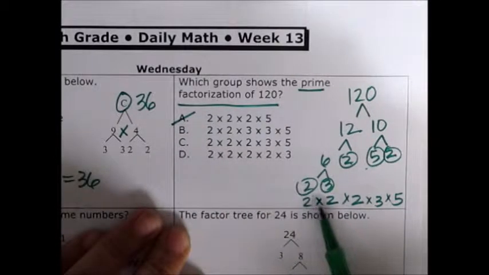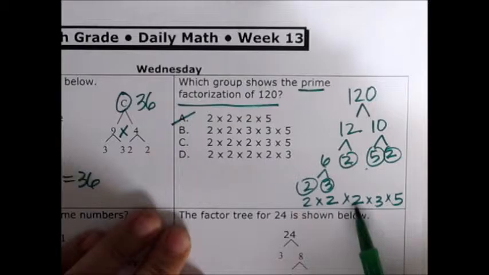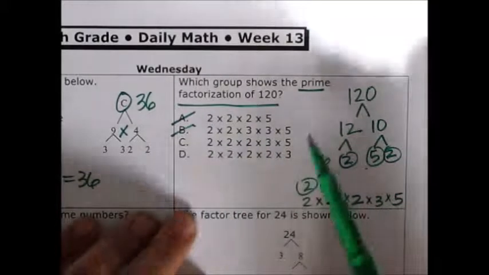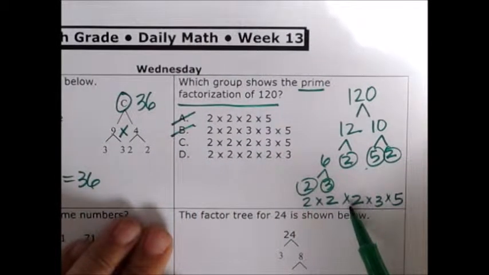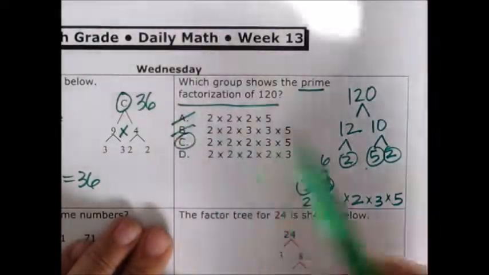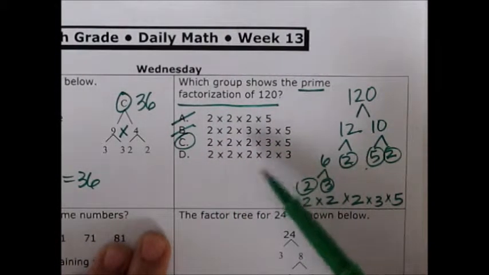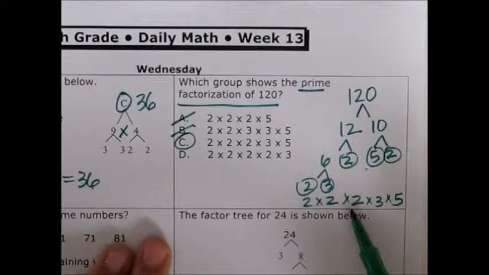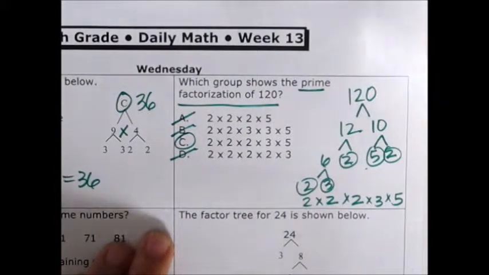Now B, 2 times 2. Oops, they're missing a 2 there. C, 2 times 2 times 2 times 3 times 5. Okay, I'm going to check D just in case. 2 times 2 times 2 times 3 and 5. That one didn't have any 5. So my answer is C.